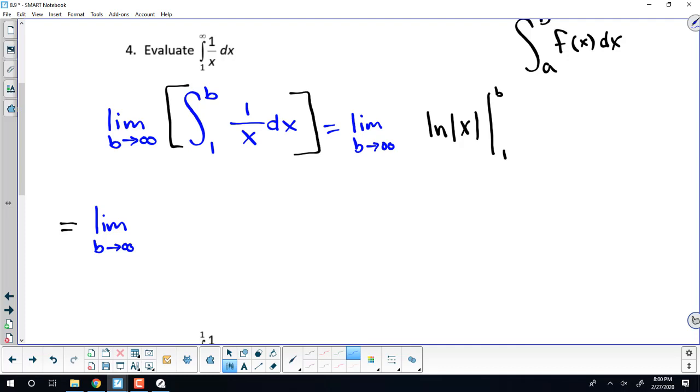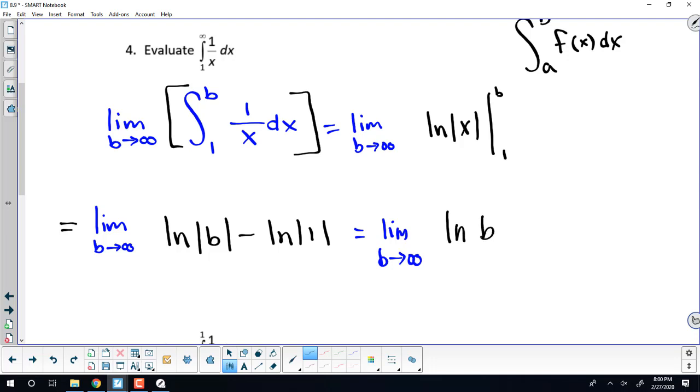Okay, so we have the natural log of the absolute value of b minus the natural log of the absolute value of 1. That's just 0, so ln b minus 0. b is going off to positive infinity, so b is a positive number. We don't need absolute value there. What's the natural log of b as b approaches infinity? Infinity. Yeah, infinity. So what we say here is, we know that it's infinite. This integral from 1 to infinity is divergent, meaning there is not a finite area from 1 to infinity. It's an infinite area.